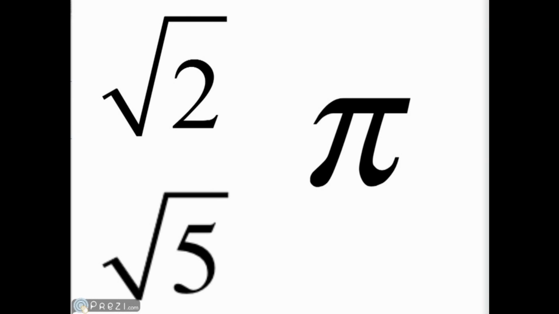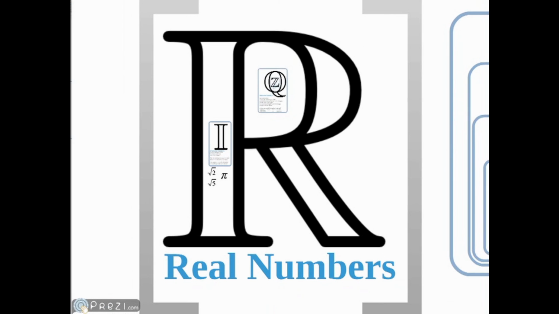Now the square root of 4 is a rational number because the square root of 4 equals exactly 2. You also may know that pi is an irrational number because its decimal digits go on forever and they never repeat a pattern. So those are the real numbers.